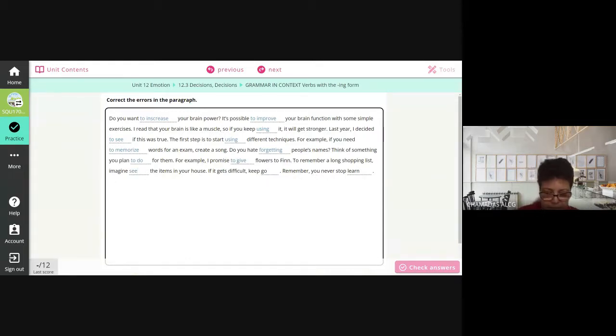Imagine seeing. After imagine as a verb, we have to use ing. Imagine seeing the items in your house. If it gets difficult, keep going. Keep going. Remember, you never stop learning. You never stop learning.